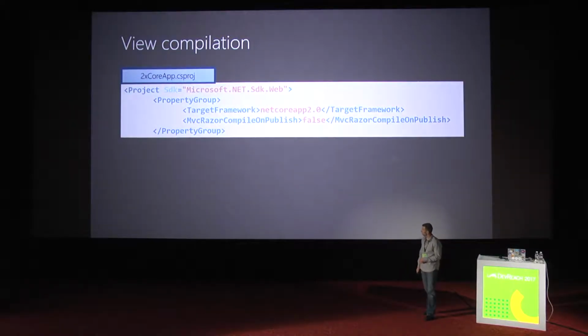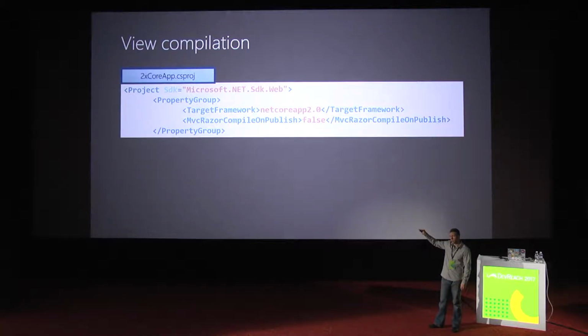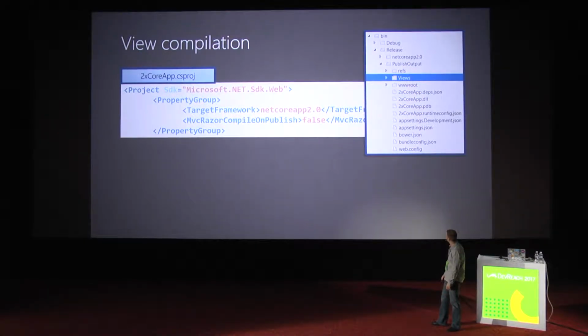And so let's look at a quick example here. Take that same example of creating a brand new ASP.NET Core 2.0 MVC application. And you're going to notice up here on the screen this MvcRazorCompileOnPublish property in the csproj file. In this case, I have specifically opted out of it by setting it to false. The effect that this has at publish time is what you're seeing here in Solution Explorer. I am now going to see a views folder in the publish bundle.